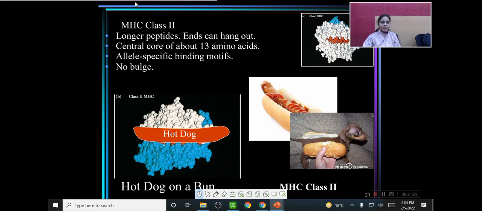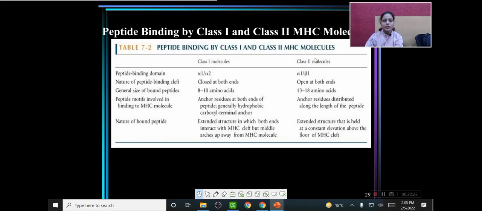See here, this is MHC class 2. Longer peptide ends can hang out of the central core of about 13 amino acids. That is an allele specific binding motif. This is the 16 or 13 amino acids long peptide that binds to this MHC class 2 molecule.